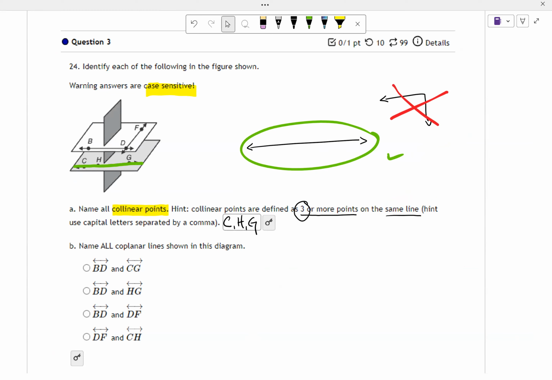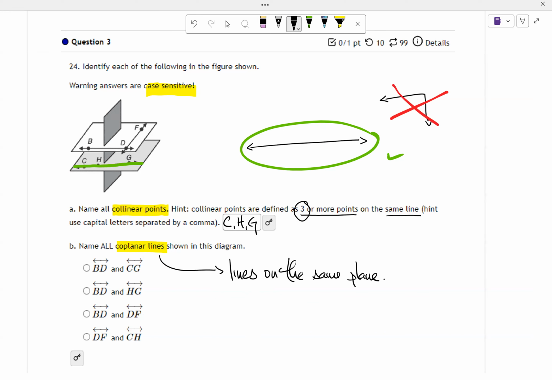And now let's take a look at part B. It says name all coplanar lines shown in this diagram. Let's take a look at this word here, coplanar lines. Coplanar lines are just lines that are on the same plane. So when we have lines that are on the same plane, they are called coplanar lines.